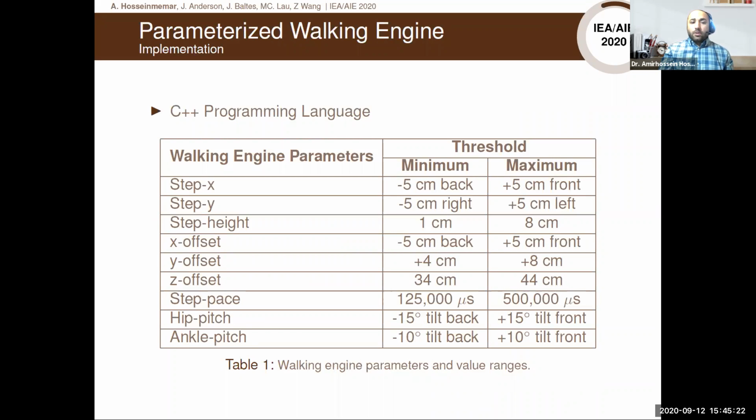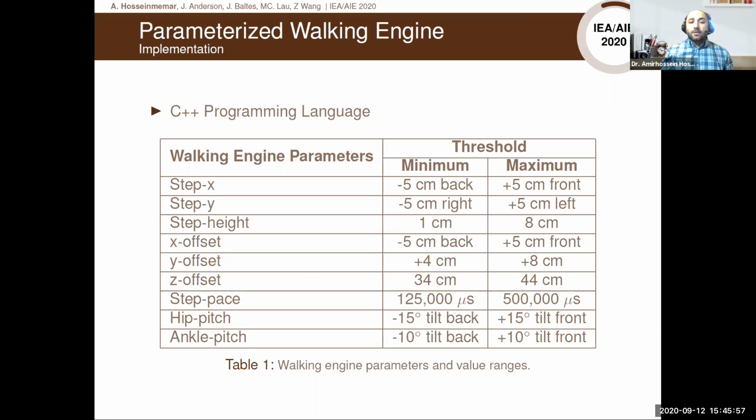For Polaris, we have a parameterized walking engine that has 9 main parameters: step X, step Y, step height, X offset, Y offset, Z offset, step pace, hip pitch, and ankle pitch. All of these parameters are very important to a robot, and each of them is given a threshold from minimum to maximum that the robot is allowed to take.